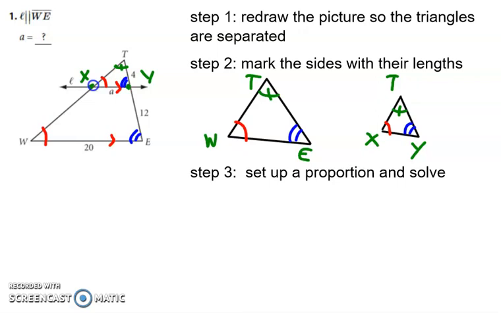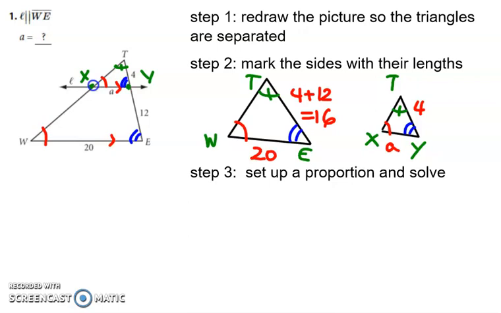So when doing this problem, once you have the picture set up correctly, you label the sides. So TY is 4, XY is A, TE is 16 because you're going to take the 4 and the 12 and add them together to get the entire length of that side. And then WE is 20.